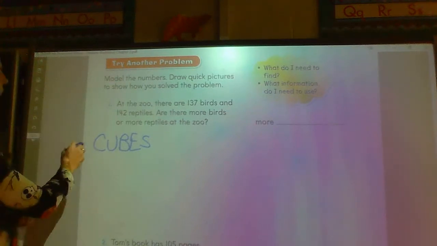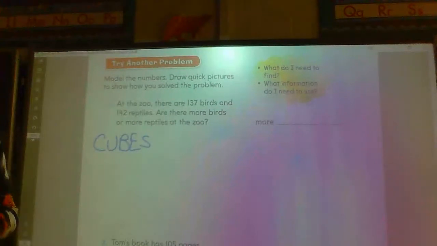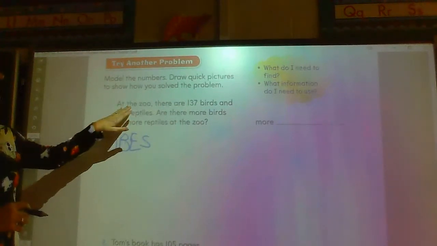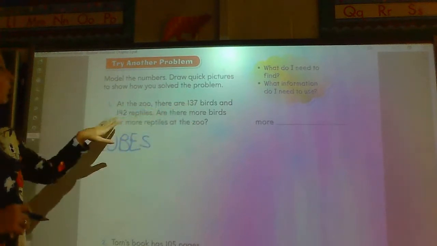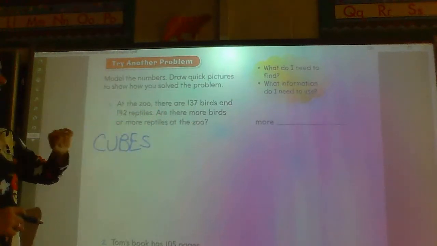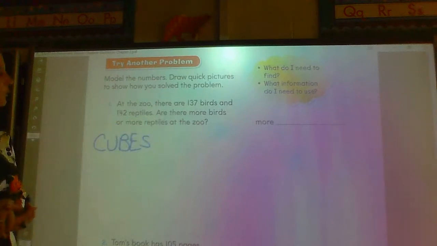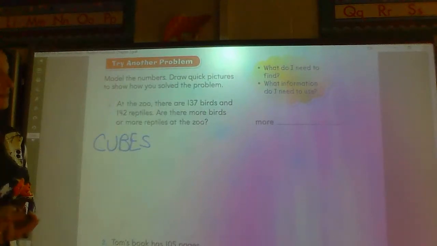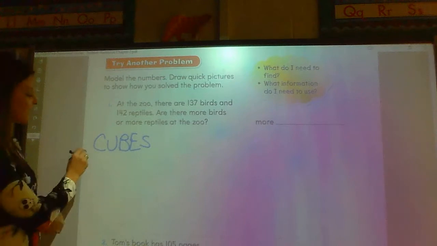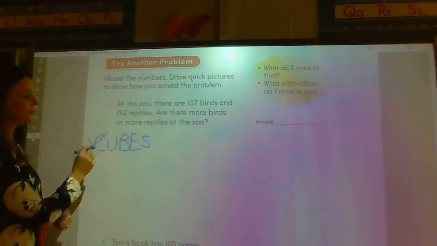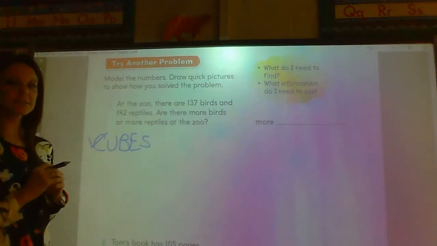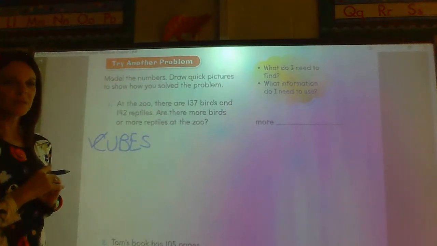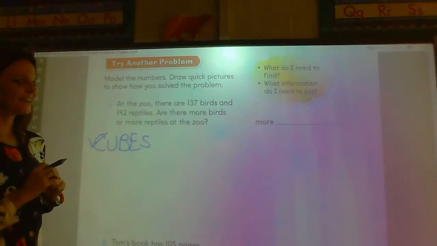We've carefully read our problem once. Time to read it again. Here we go, friends. Read along with me. At the zoo, there are 137 birds and 142 reptiles. Are there more birds or more reptiles at the zoo? Check off your C. We've carefully read our problem 2 times. What's our next step in CUBES? Yell it at me. I didn't hear you.